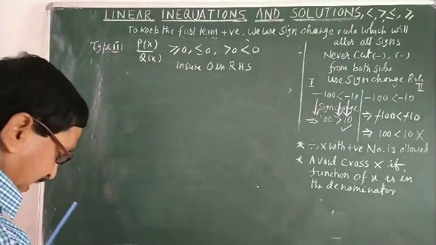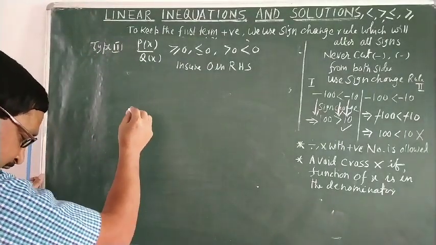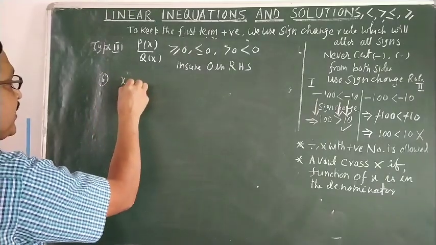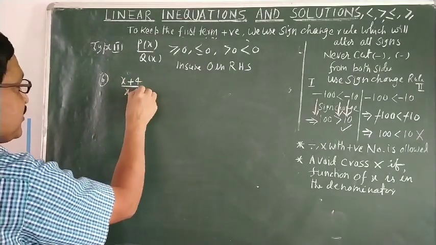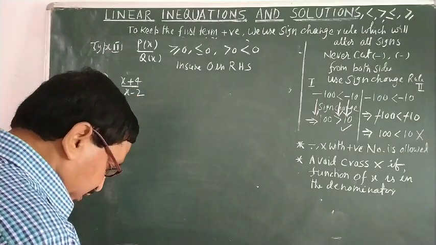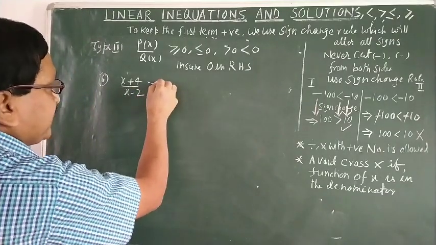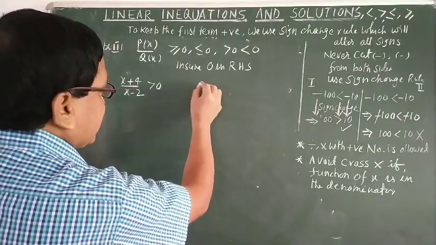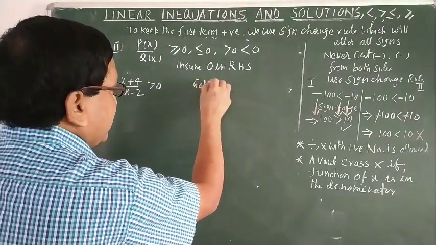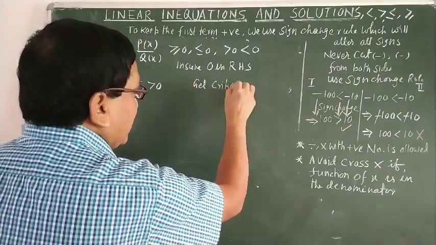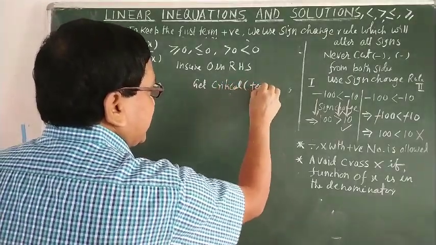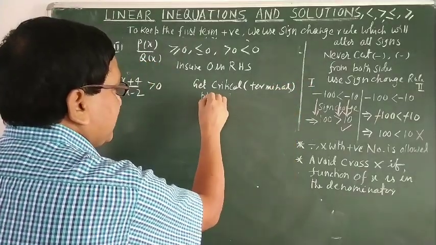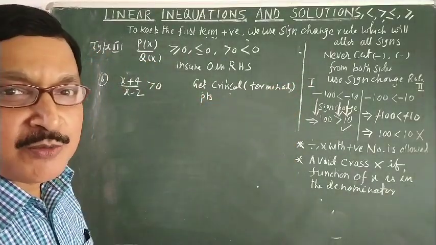Example, let us take example 6: x plus 4 by x minus 2 is more than 0. Now it has to be answered. So there is a term critical point. Critical is also called terminal. Terminal points. How are these terminal points obtained?